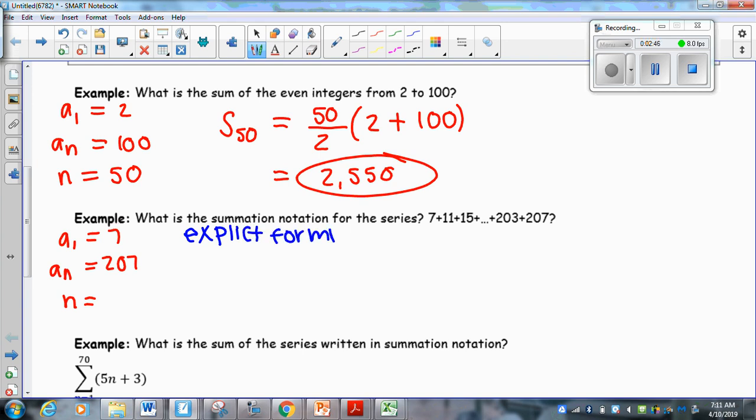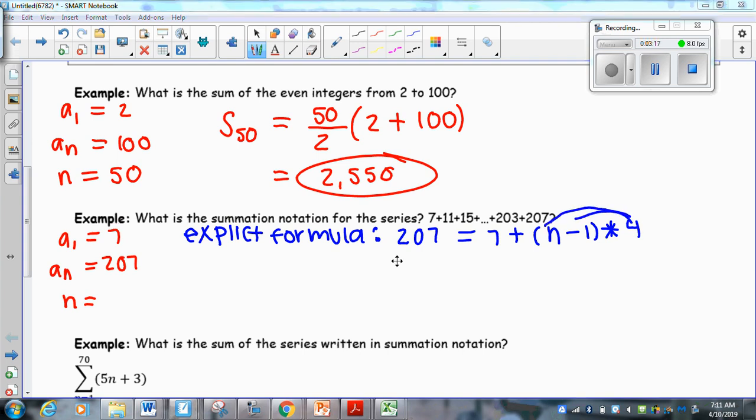Okay, so that's going to allow us to find n. So the explicit formula says an equals something. Well, we know that our an equals 207. That's going to equal our first term plus n minus 1 times our common difference, which it appears that we are adding 4 each time, so times positive 4. Now it's just an equation that we have to solve. So let's distribute this 4. So we would have 207 equals 7 plus 4n minus 4.